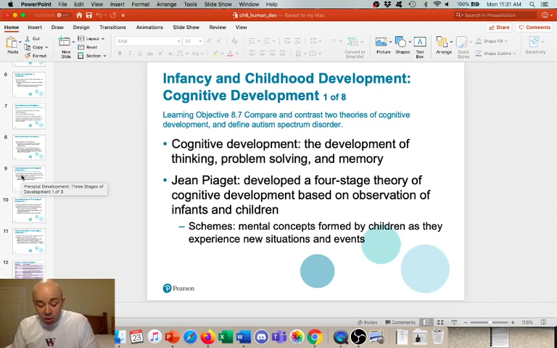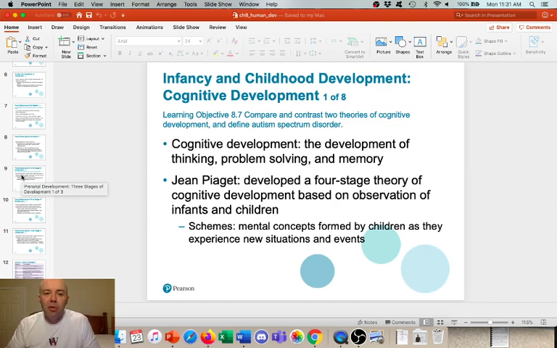The next part, though, a large percentage of questions are going to come from, and that is starting on really page 322 in your book. We start talking about the actual development of the baby in terms of physical and cognitive development. Cognitive development, a lot of questions are going to come from this part of your chapter.